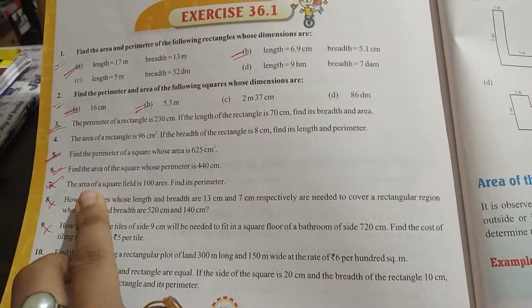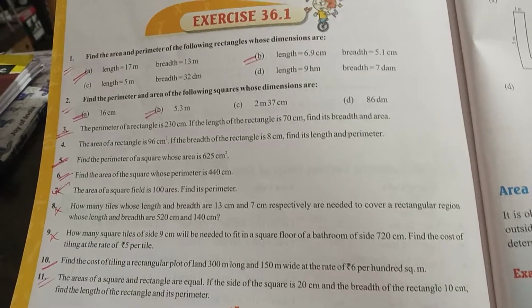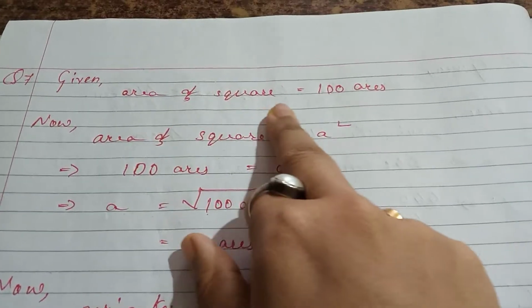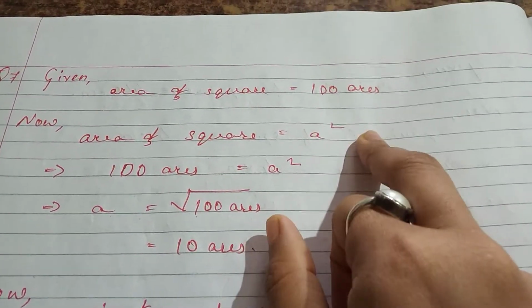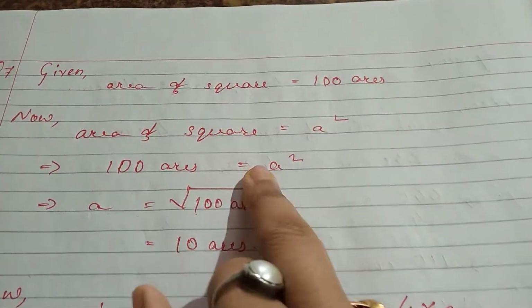Now question number 7. The area of the square field is 100 acres. Find its perimeter. Given: area of square is 100 acres. Now area of square equals a square, that is the formula. The value of area is given to us, so I am putting the value: 100 acres equals a square.